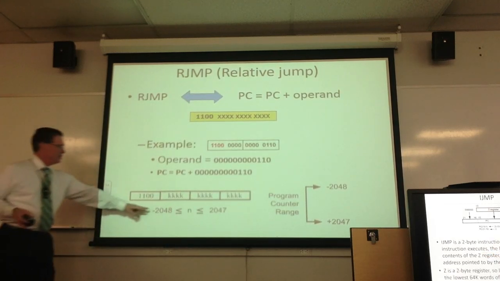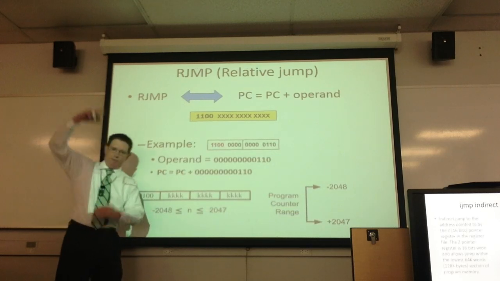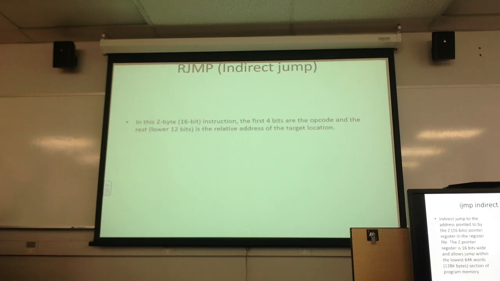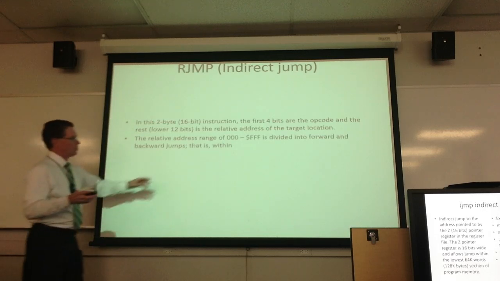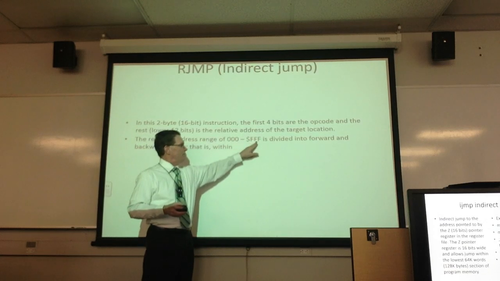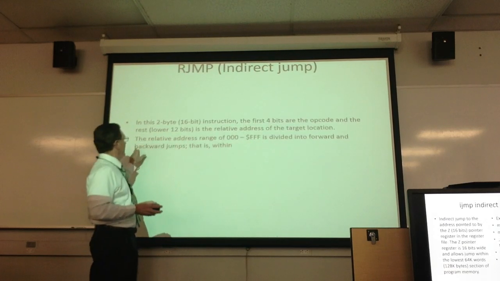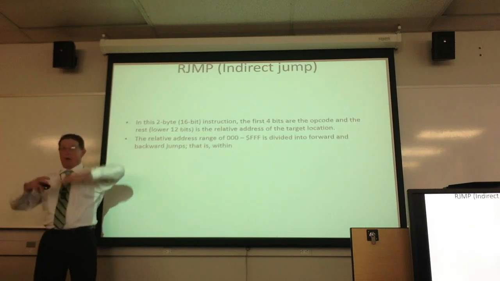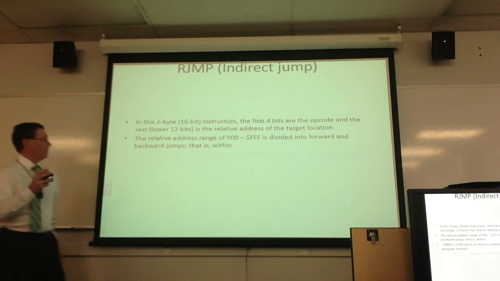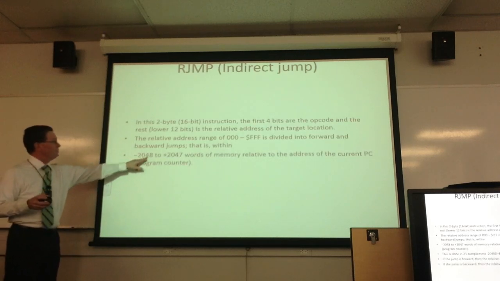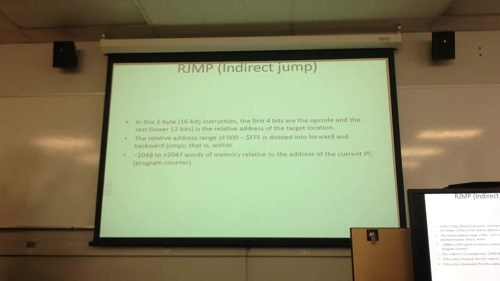You don't have to worry about these numbers. Well, you will, depending upon where you're jumping to. But usually you just give it a name. It's a 2-byte, 16-bit instruction. The first 4 bits are the opcode, and the remaining 12 bits are the relative address of the target location. So the relative range goes from, again, we're dealing with 12 bits, so I'm going from 000 to FFF, and it's divided into forward and backward jumps. I can jump backwards or up in my code, or I can jump down in my code. Therefore, minus 2048 and plus 2047 words of memory relative to the address of the program counter.